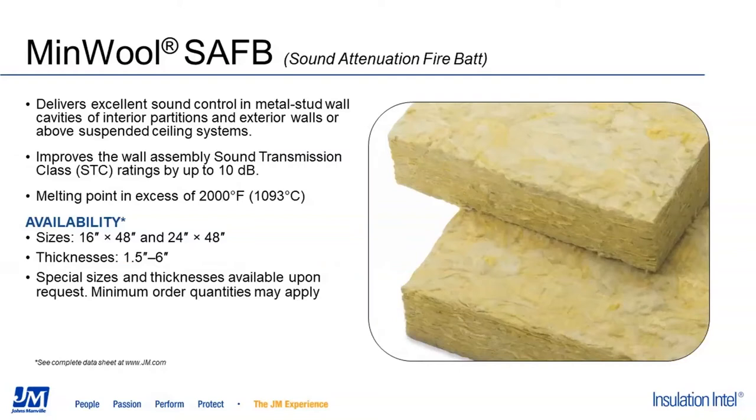The most high demand product that we have is our MinWool SAFB, or our sound attenuation fire bat. That's very similar to the sound and fire block product I showed earlier for residential. This is the commercial version. So this is typically in 16 and 24 inch widths to fit those steel studs that Brian had showed in an earlier slide. And again, this would go in interior partition walls in large commercial buildings, and in between the floor and ceiling spaces in commercial construction. And just like all of our products, they're available in a wide variety of thicknesses and widths. So consult your customer service advocate for more information on that.